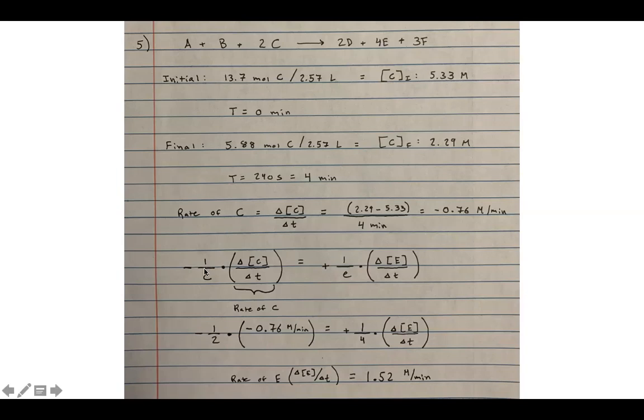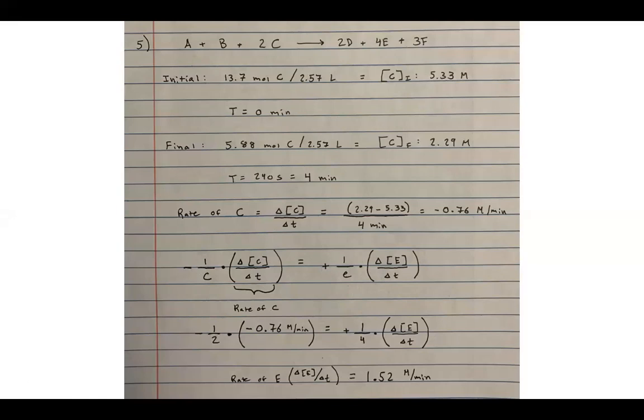So 1 over the coefficient for compound C multiplied by the rate of C, which is change in concentration per change in time, equals 1 over my coefficient for whatever compound E is times its change in concentration per unit time, which is really just the rate of E. You might notice that I put a negative sign in front of 1 over C, and a positive sign in front of 1 over E. Put a negative sign in front of it if it's a reactant.